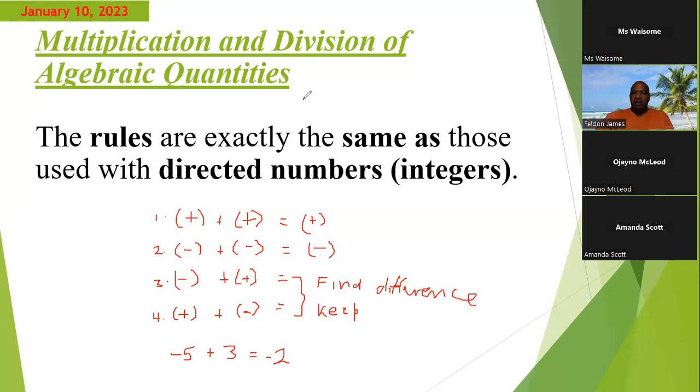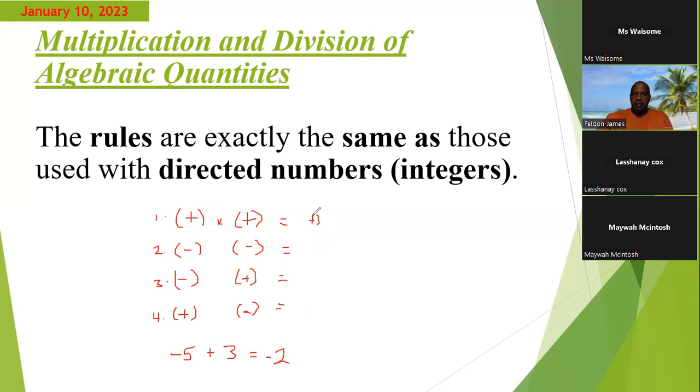Now, the rules for division and multiplication would be what? Anybody? So if I change these signs to multiplication, what would happen? How would this affect the rules? So positive times positive gives you what in terms of sign? Positive, sir. Positive, right. Negative times negative gives you? Positive, right.